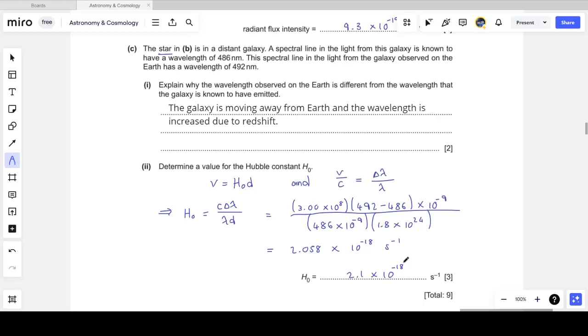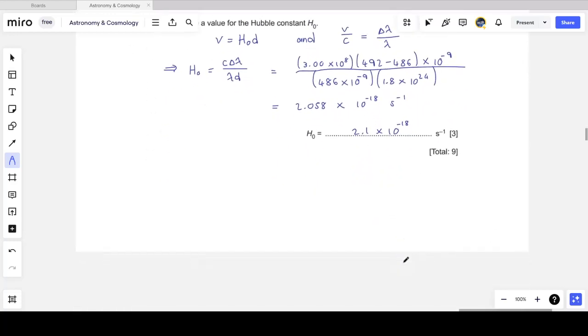So this object is a fair distance away, so it's moving at a rapid speed relative to us. If the star and the galaxy were closer, it wouldn't be moving away with such a high velocity. And so that question was 9 marks in total. Another interesting question.